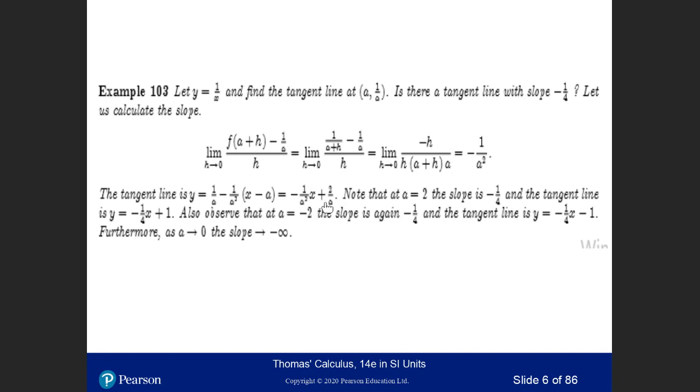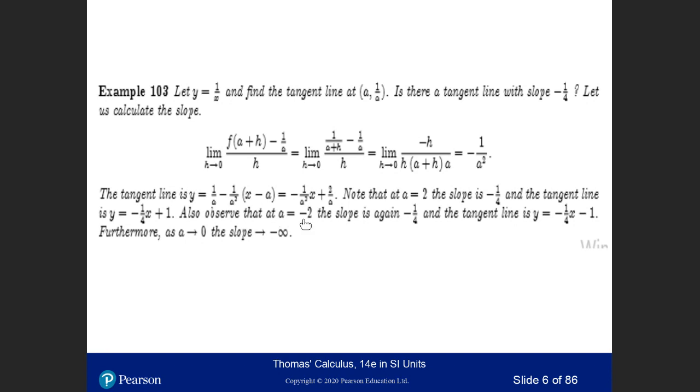Or you can shortly write this as minus 1 over a squared times x plus 2 over a, because if you open this up. Now at a is equal to 2, slope is minus 1 over 4, and the tangent line is minus 1 over 4x plus 1. Because when a is equal to 2, it cancels with this when you open it up. So it's plus, so you get 2 over a, and the 2 over 2 is equal to 1.